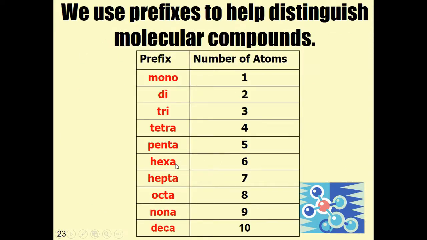So the prefixes we use to distinguish molecular compounds are the following. If we have one of an atom, it is mono, like a monocle is one lens. Mono means one atom. If we have two of an atom, we call it di, not bi, di. If we have three of an atom, we call it tri, like a tricycle. 4 is tetra. That was a little odd. 5 is penta, like a pentagon. 6 is hexa, like a hexagon. 7 is hepta, like a heptagon. 8 is octa, like an octopus or an octagon. 9 is nona. 10 is deca, like a decade.